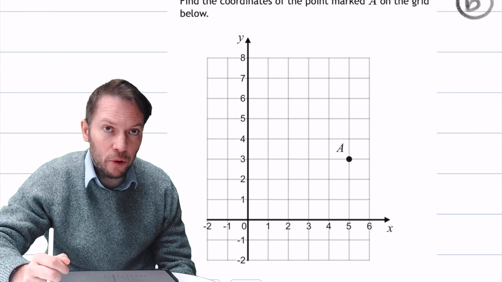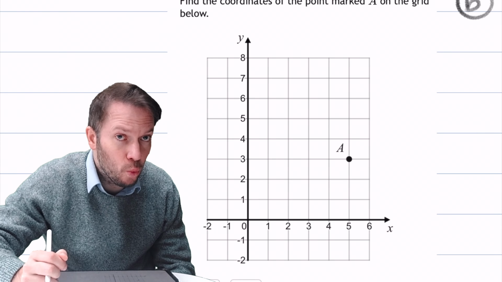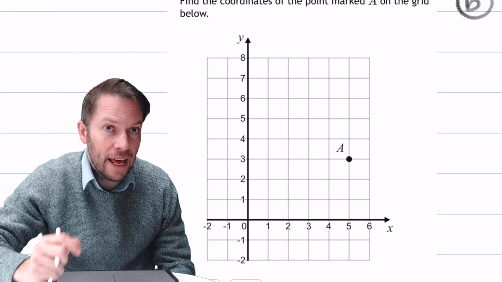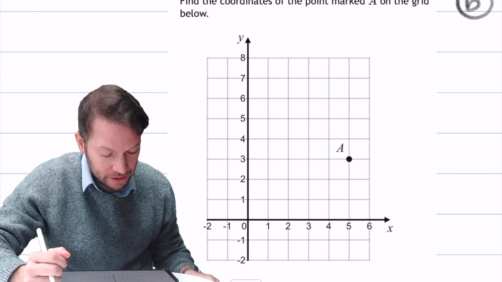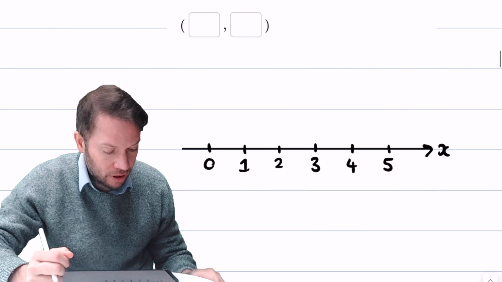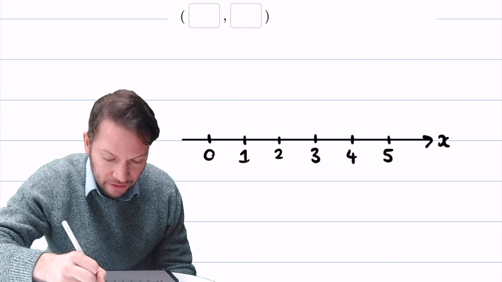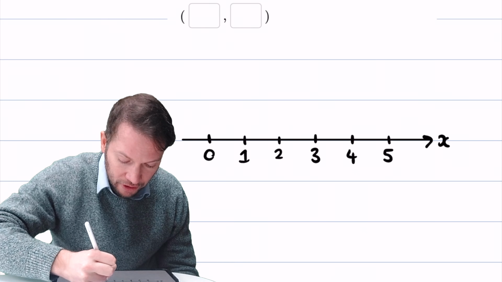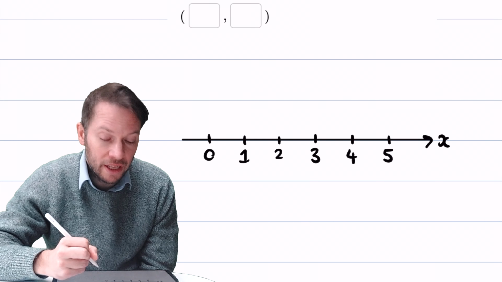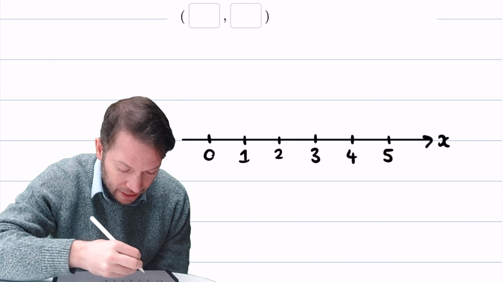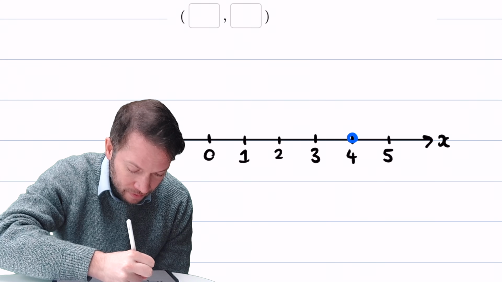Hi, in this video we're going to see how we can read off the coordinates of a point, and I'm going to explain what I mean by coordinates in a moment. Now let's just say that we've got an X number line like this. We've got a number line with numbers on it, evenly spaced, and we're going to say this is our X number line. And let's just say that we had a point, like say here.